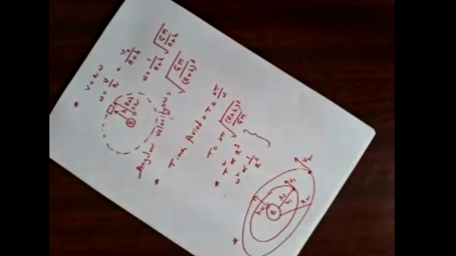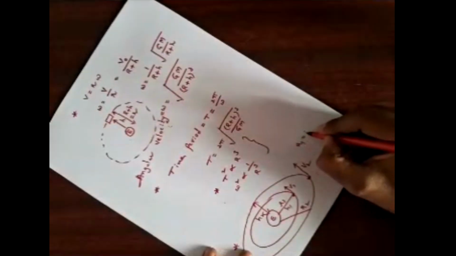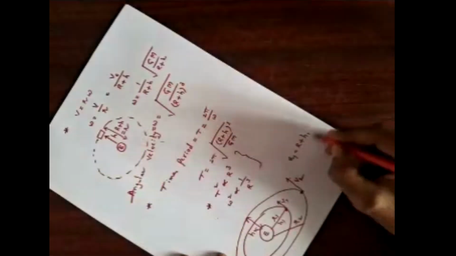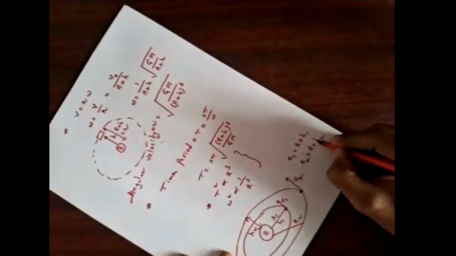When the bodies are rotating like this, we take R1 equal to r plus h1. Remember, in gravitation, if the bodies are rotating at height h, we need to consider the distance from the center of the planet. So it is the radius of the planet plus the height from the surface. R1 is equal to r plus h1. R2 is equal to r plus h2.